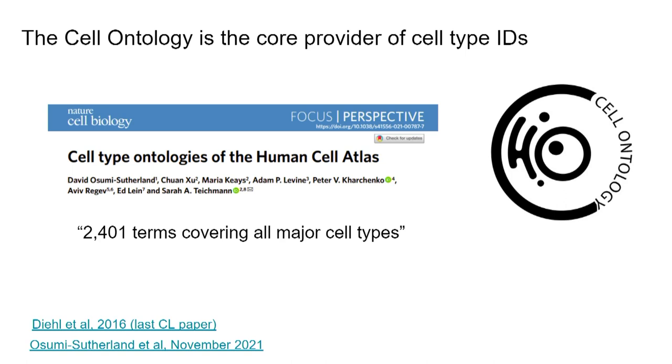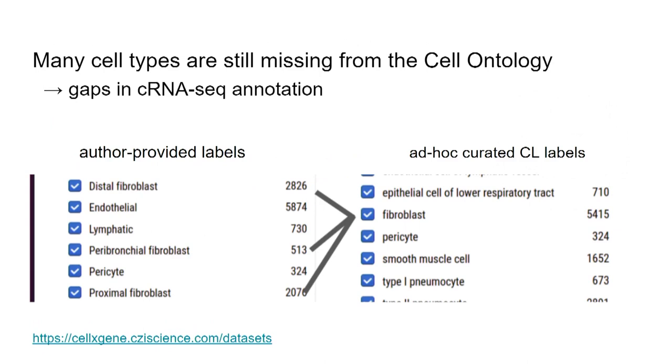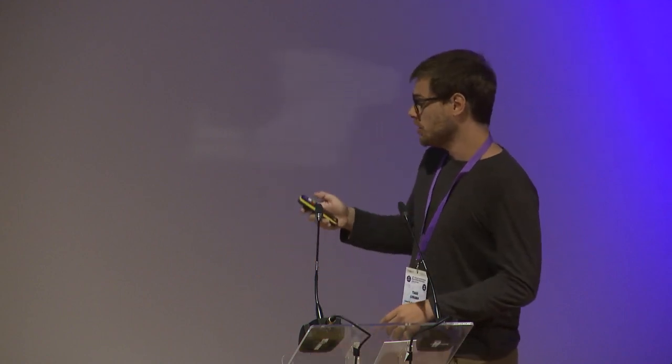And it's about 2,400 terms, which is a pretty decent amount, but as Frederick mentioned yesterday or the day before, it's still not enough. We are still figuring out ways of having a better coverage in cell ontology and a better fit to the single-cell ecosystem. So this is one example.